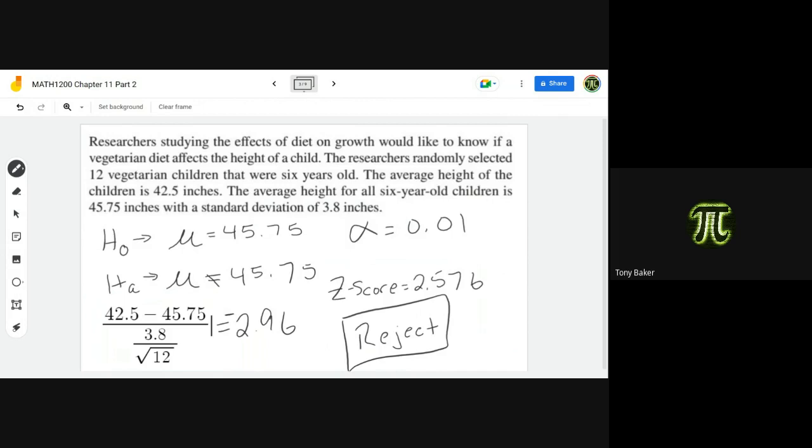Gotcha. Couple quick things when you're looking at it, you have to figure out and decide. The null hypothesis should have been equals 45.75 because that's the average height. Since it says they would like to know if it affects the height of the child, they're not saying greater than or less than, so it's not equal to. Since this is a medical thing and they didn't talk about it, use the 0.01 significance level.